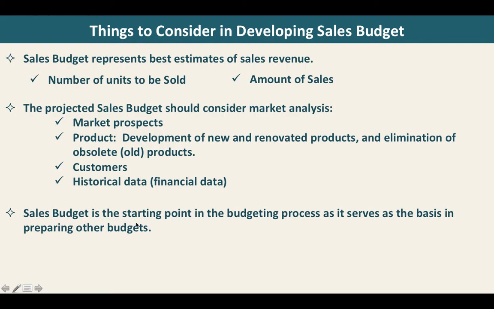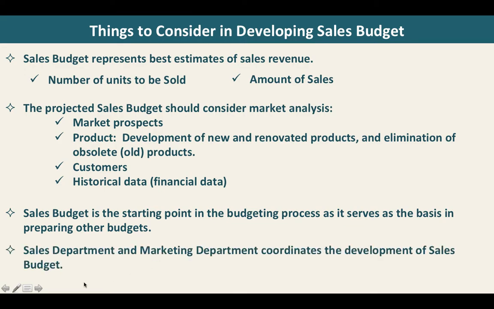Sales budget is the starting point in the budgeting process as it serves as the basis in preparing other budgets. So, class, it is really very critical that we develop our sales budget as near to 100% accuracy as possible, okay? Because that will serve as the basis in other budgets. Sales department and marketing department coordinate the development of the sales budget. These are the two departments that make sure coordination is properly undertaken in the development of the sales budget.